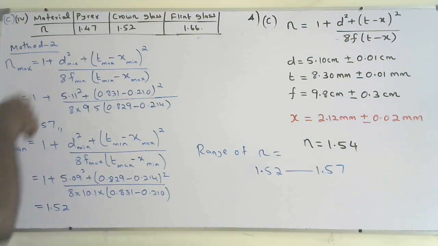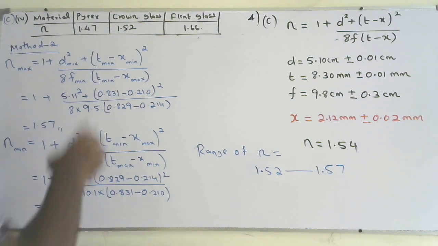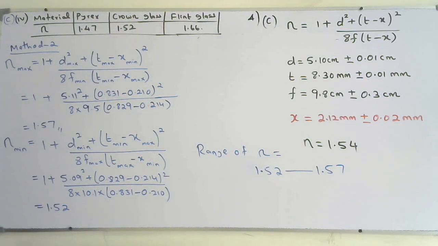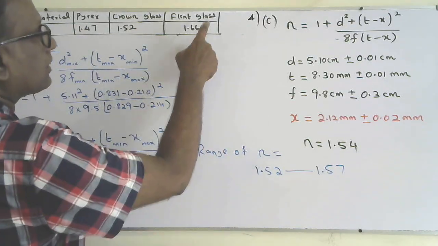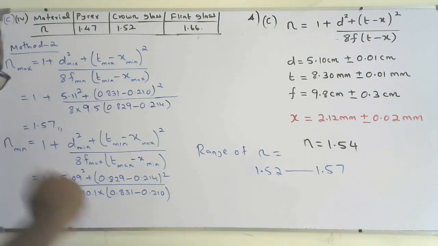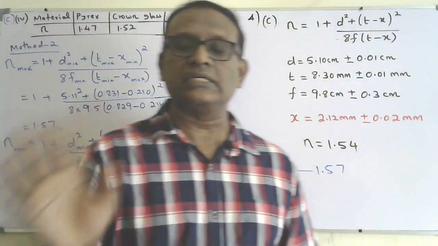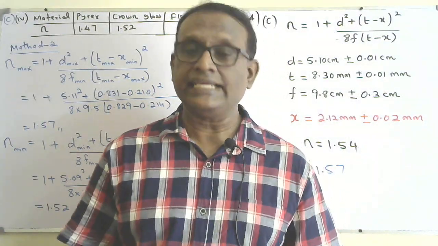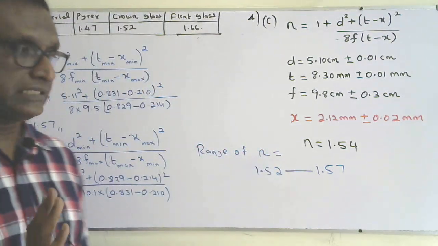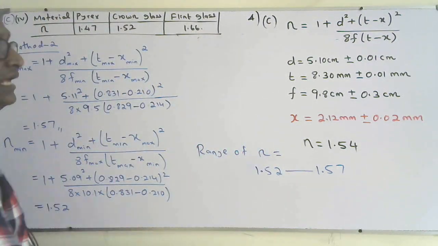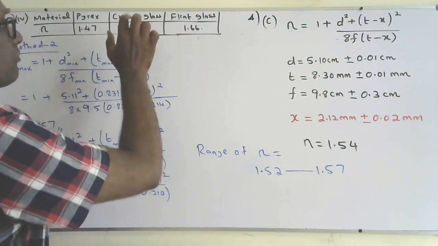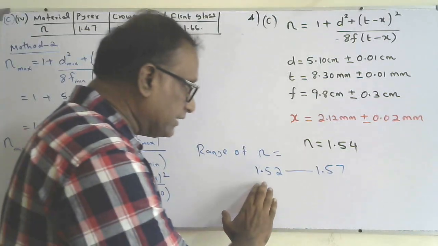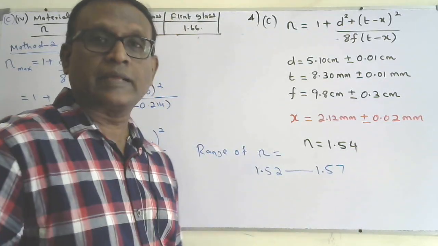So which of these refractive indices are falling here? This is not falling within this range. This is falling. This is also not falling. So whatever method you follow, the final conclusion will not change. It will be the same. In this second method also, the refractive index of crown glass is falling within the range of my experimental value.